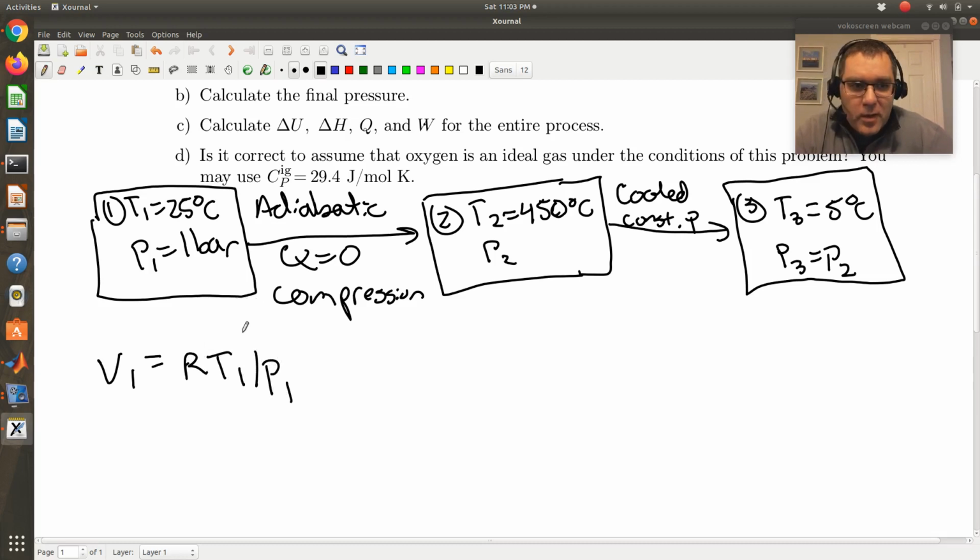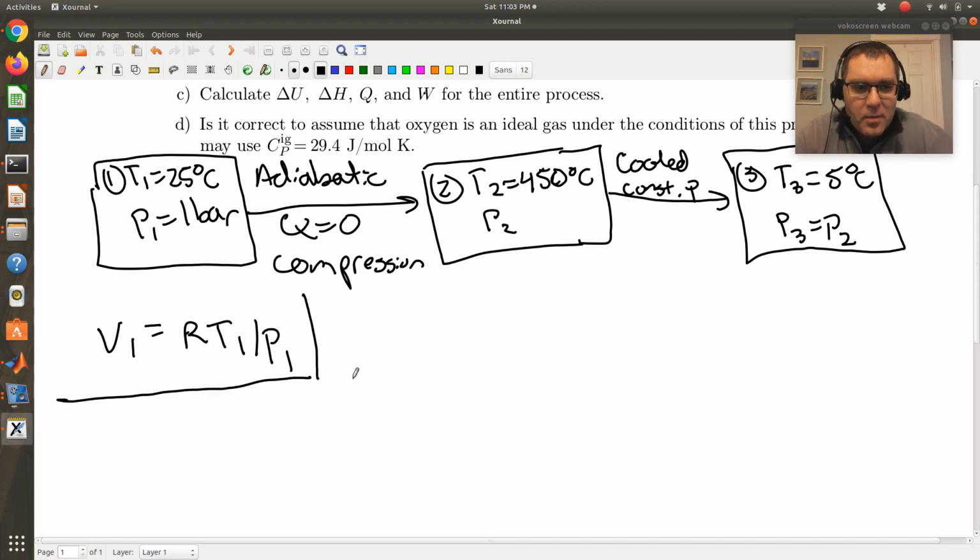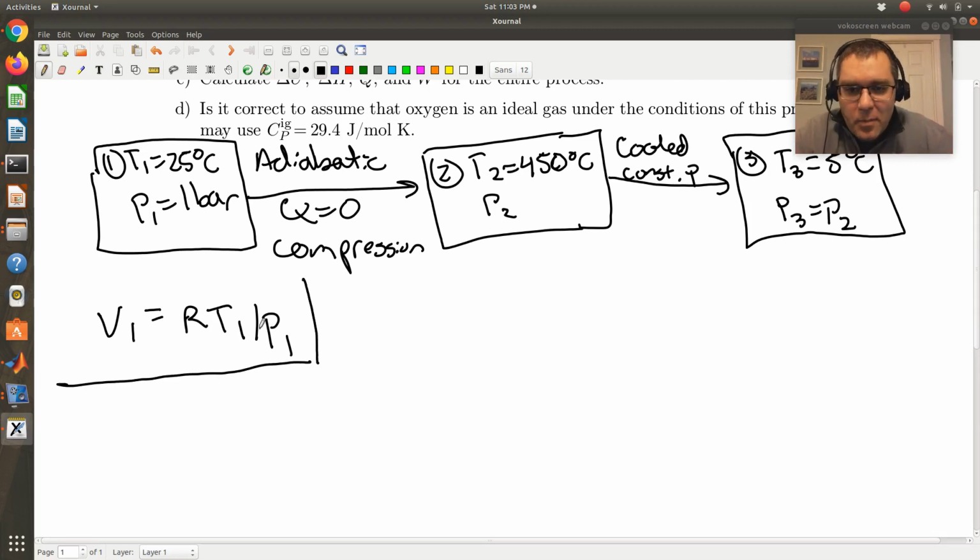Since I know P1 and T1, I could go ahead and calculate V1. I just need to be careful about units, making sure I'm using absolute units for temperature, and then I'd probably convert pressure to Pascal to make sure everything works out in SI units. We can calculate that once we get everything set up in MATLAB. But let's just work through the problem in general. So for this first step, from 1 to 2, we're told we have adiabatic compression, so Q is equal to 0.